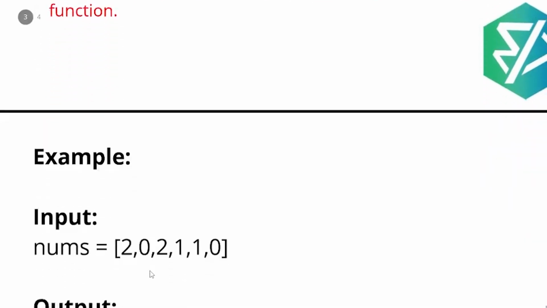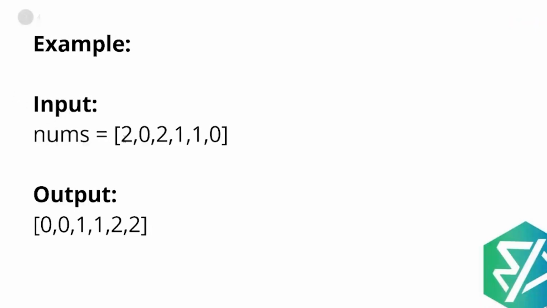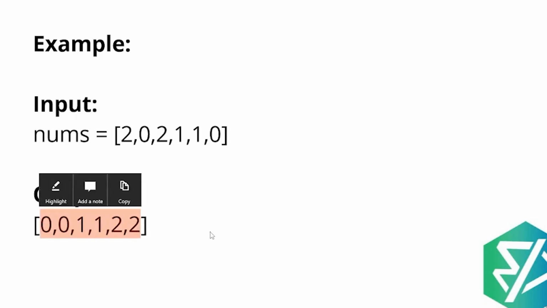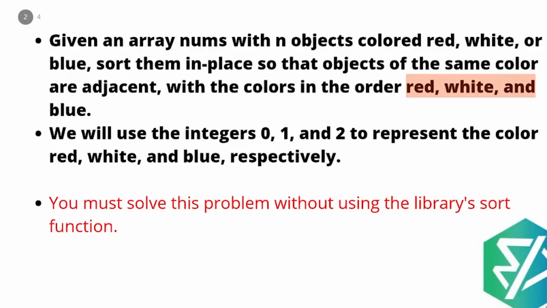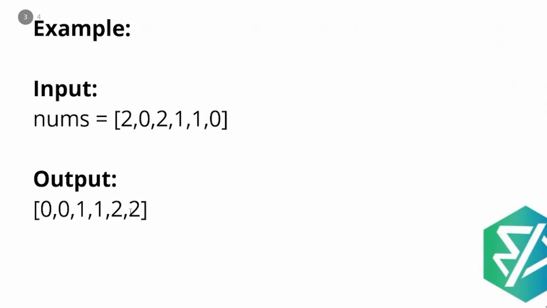Let's understand this with an example. This is the input nums, which is 2, 0, 2, 1, 1, 0. Here 2 means blue, 0 means red and 1 means white. And this has been sorted in such a way: 0, 0, 1, 1, 2, 2. Which means that the colors are sorted in red, white and blue. It has to follow the same order while sorting. So this is the question.